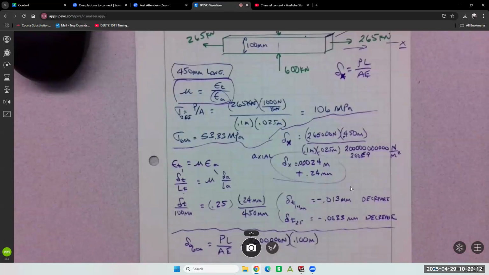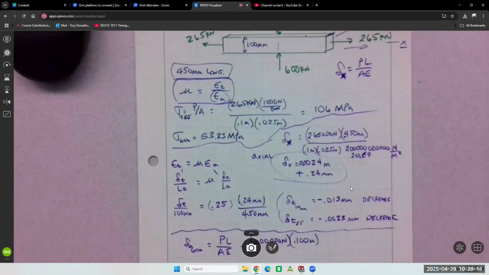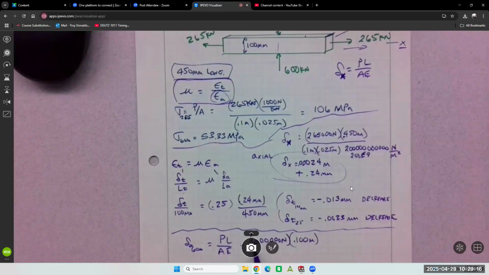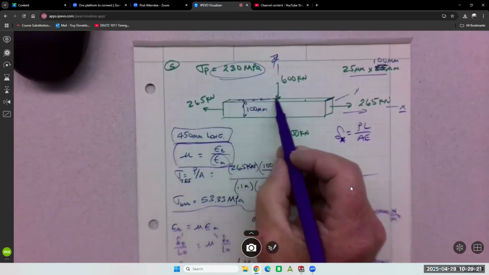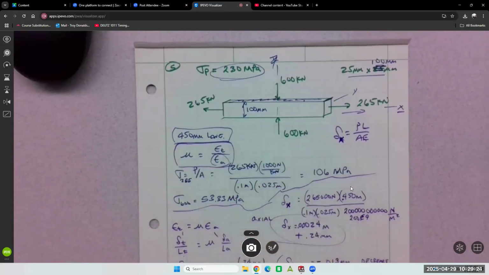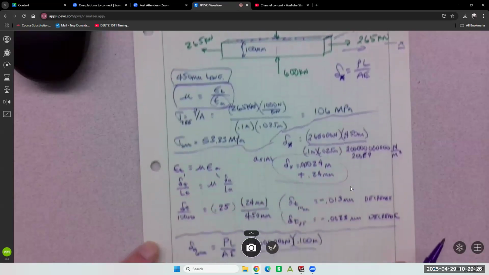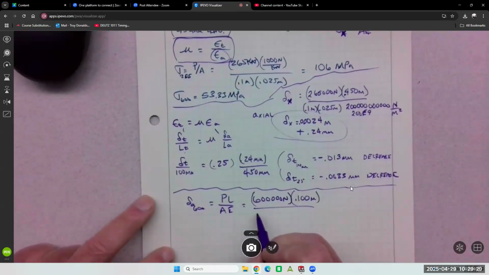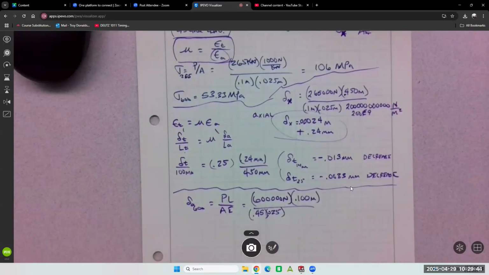So axial is always in line with the load. The area that it's acting over is this area here, 450 by 25. Put it in meters. And then it's the same E.